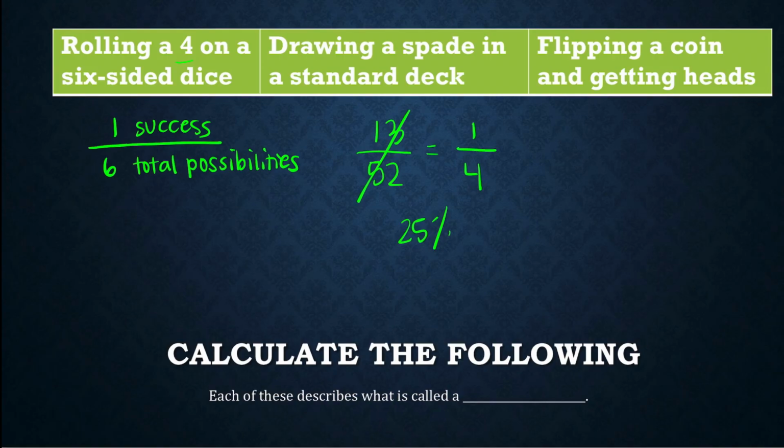Flipping a coin and getting heads. There are 2 sides and one of them is heads, so that would be my probability, 1/2. Or if I was to make it into a percentage, it would be 50%.